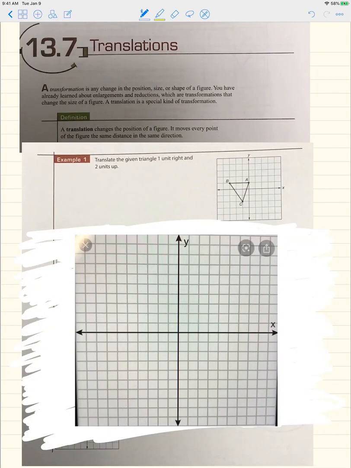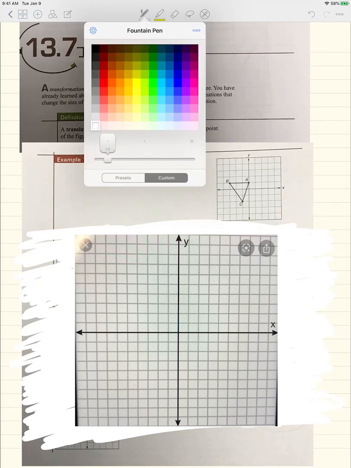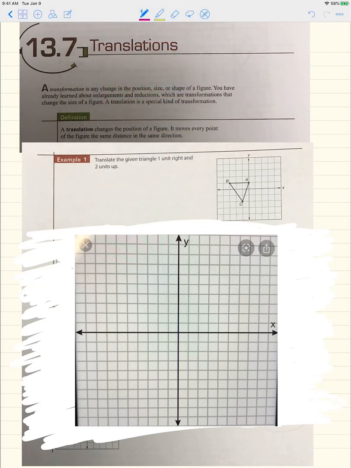Translations. So a transformation is any change in the position. Whoops, fat white pen is not going to be our friend in this lesson. Let me change that. Okay, a transformation is any change in the position, size, or shape of a figure. You've already learned about enlargements and reductions, which are transformations that change the size of a figure. A translation, which is what we're talking about now, is a special kind of transformation. A translation changes the position of a figure. It moves every point of the figure the same distance in the same direction.